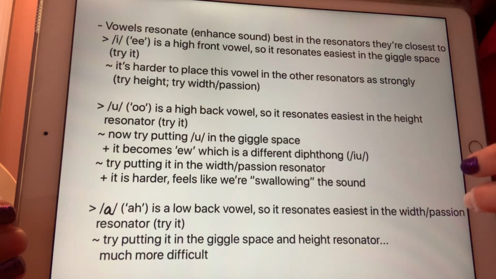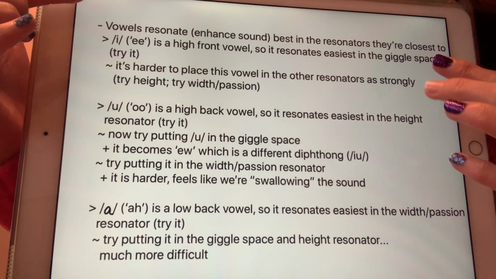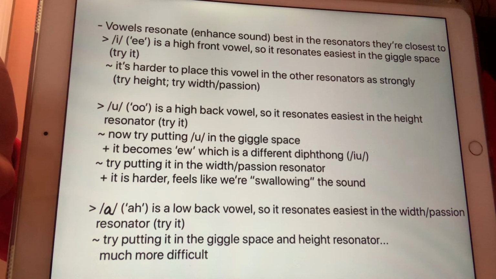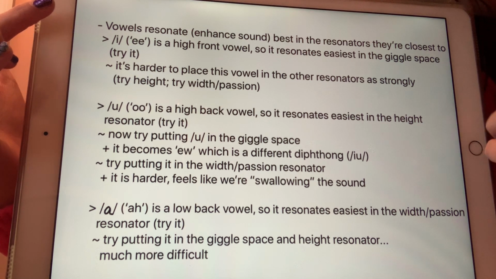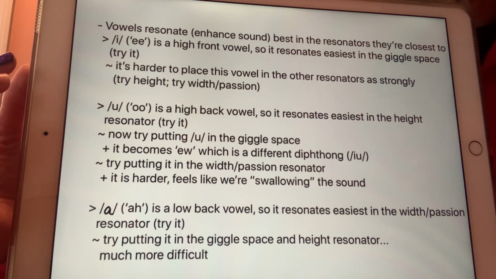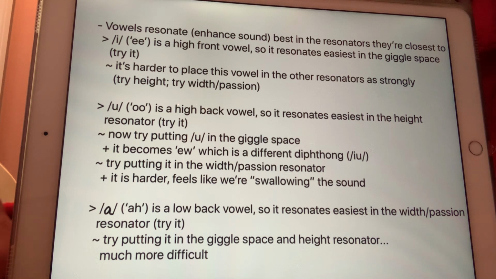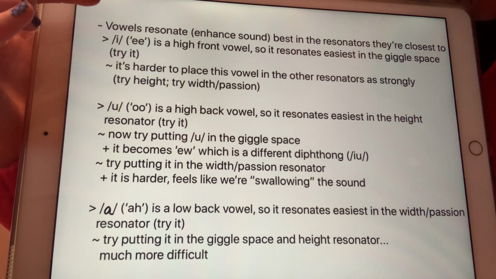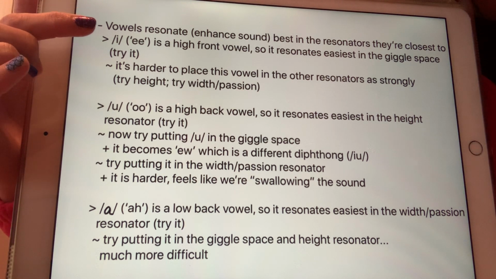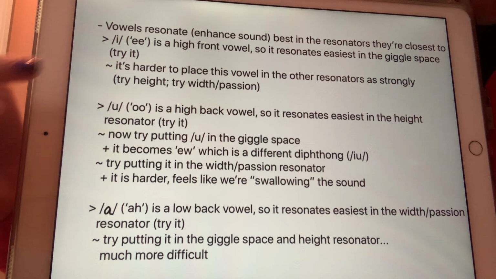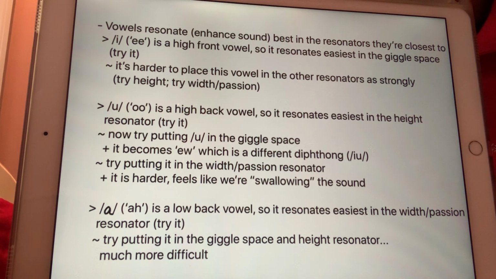So if the vowels resonate or enhance sound best in the resonator that they're closest to, E is a high front vowel. So it resonates easiest in the giggle space. And we do this in chorus, don't we? We go, ee. I'll get you, my pretty. It's right there in that giggle space. All of those sounds happen right there in that giggle space, and it's easy to put that vowel there. It's harder to place the E vowel in other spaces.